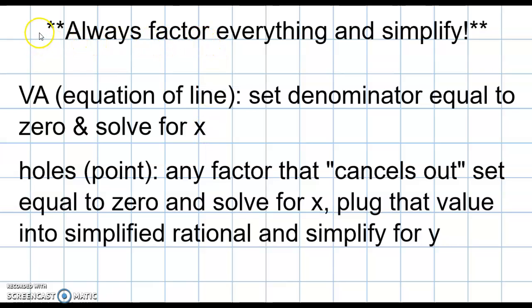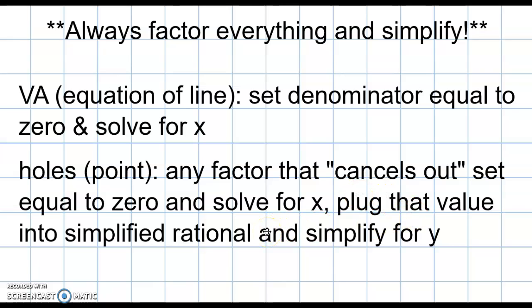And sorry, I have failed to mention that the first thing you always want to do with all of these problems is factor everything and simplify what you can. The holes we get by taking a look at our factored rational, and any factors that cancel out will create a hole at that point. To figure out where that point would be, we set that factor that canceled out equal to 0 and solve for x, and whatever value we get, so wherever that hole is on the x-axis, to find out where it would be on the y, we plug that value into the simplified rational expression.